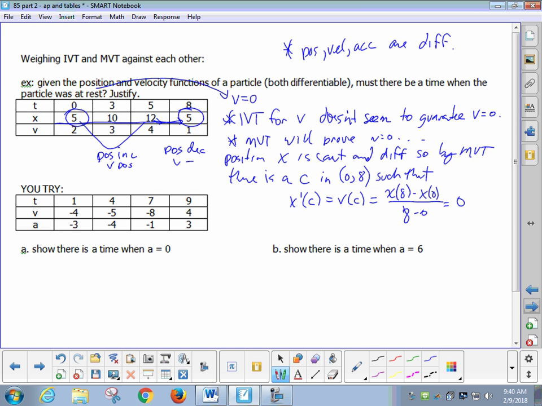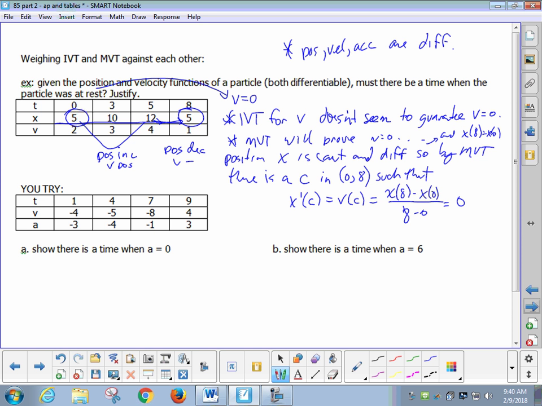Yes? On the AP test, can you cite that the endpoints are equal to each other and then say by Rolle's? Yeah, you could, absolutely. That would be slightly different: you would say continuous and differentiable and x at 8 equals x at 0, by Rolle's there is a 0, and so on. Yeah, absolutely.